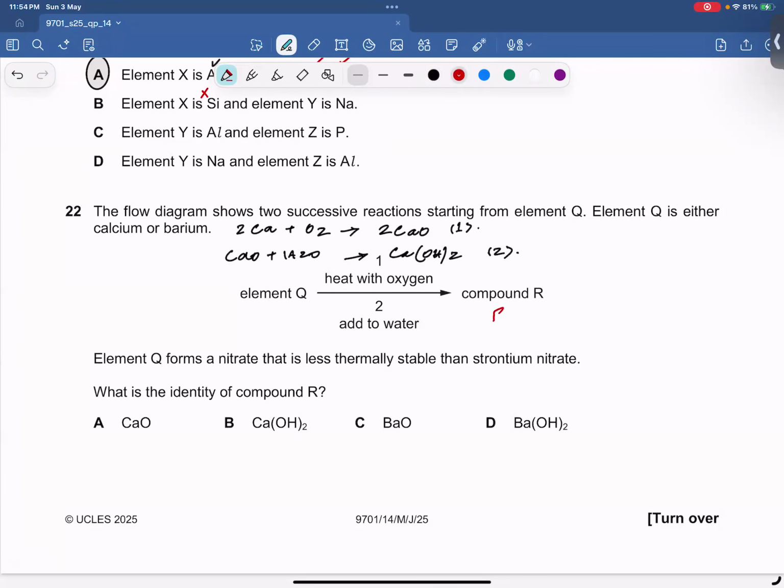Barium, when reacted with oxygen, it will turn to barium oxide. And when barium oxide reacts with water, it will turn to barium hydroxide. Okay.